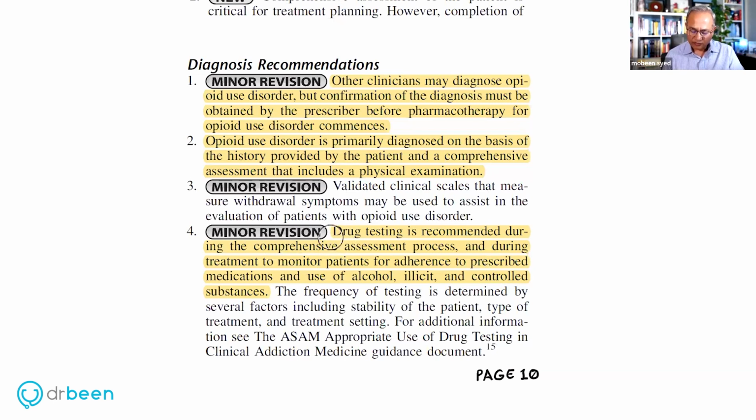Similarly, there is one revision here that says drug testing is recommended during the comprehensive assessment process and during treatment to monitor the patient for adherence to prescribed medication and use of alcohol or illicit and controlled substances, meaning you get their urine tested to see if they have drugs in it. The urine contains, for example, in case of opioid, the drug even if you stop for at least 3 days, and then when you're managing them for opioid use disorder, you keep doing testing during that as well to make sure that the patient is not taking those drugs.